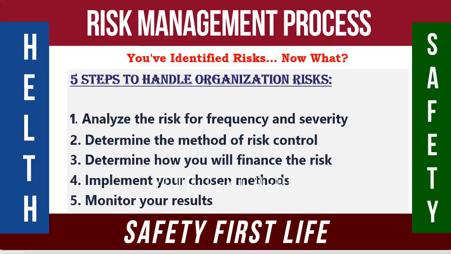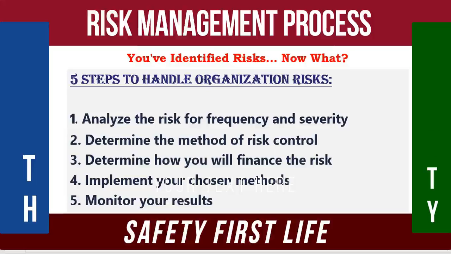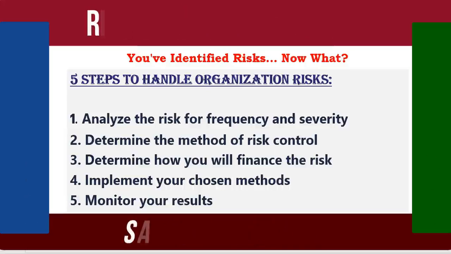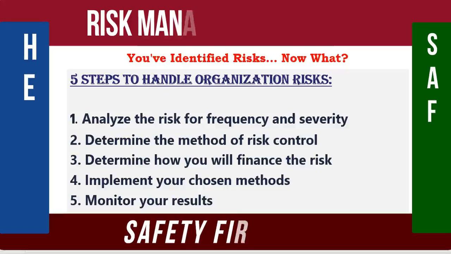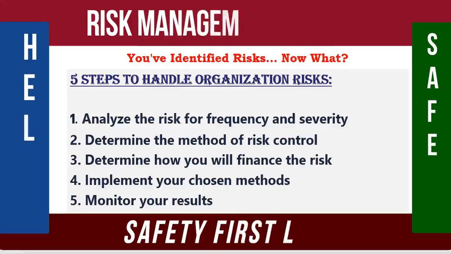In this training session, I'll cover 5 steps to handle an organization's risk. Step number 1, analyze the risk of frequency and severity. Step number 2, determine the method of risk control. Step number 3, determine how you will finance the risk. Step 4, implement your chosen methods. And step 5, monitor your results.